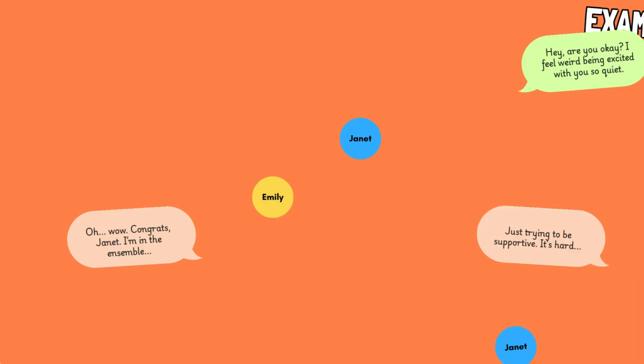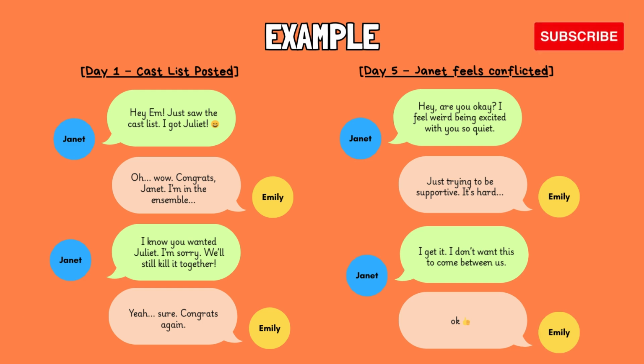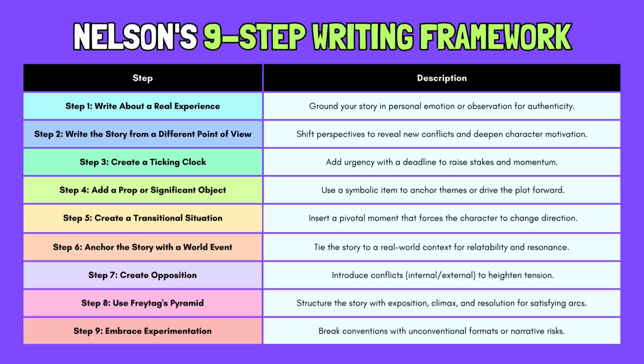For example, the final version of Janet and Emily's story could be told entirely through their text message conversation over those 2 weeks, showing their friendship strain and heal through the evolution of their digital communication. From Janet's excited messages about getting the role to Emily's forced congratulations, to their eventual honest conversation that leads to their creative solution. And there you have it, all 9 steps explained.